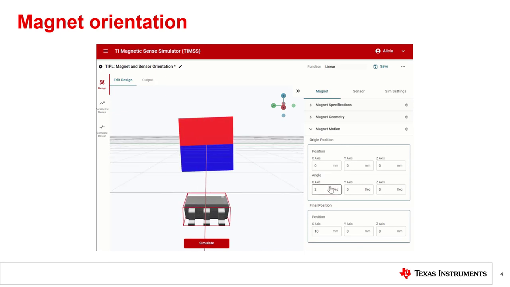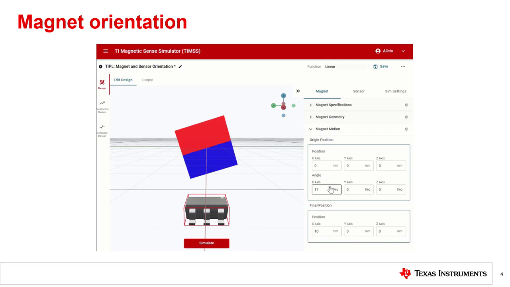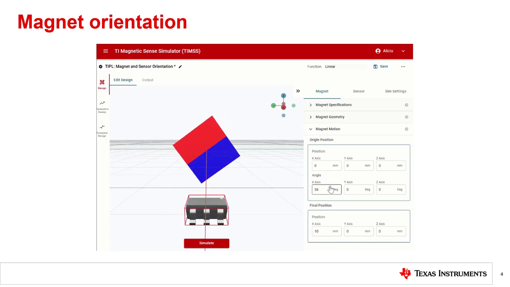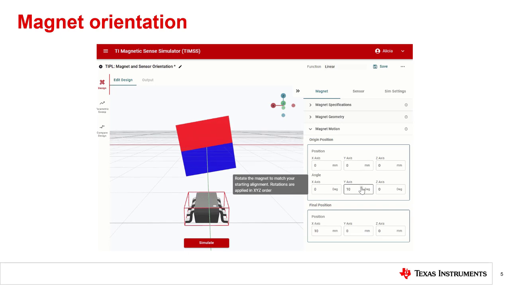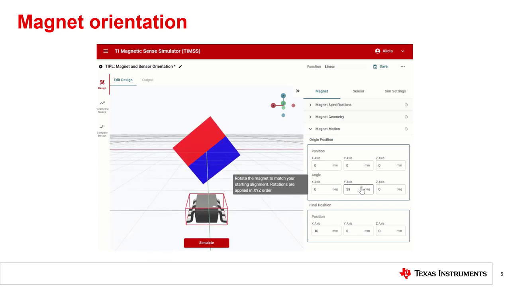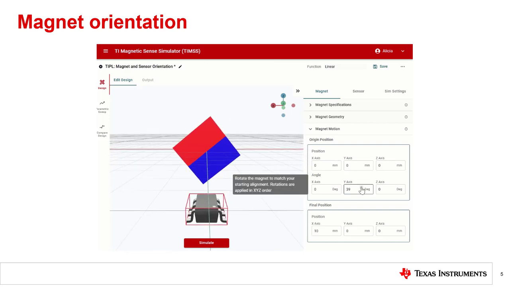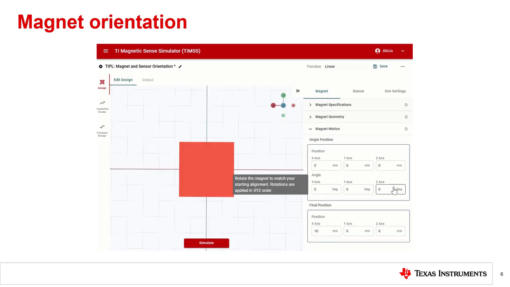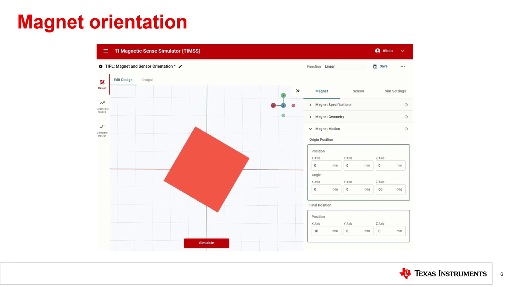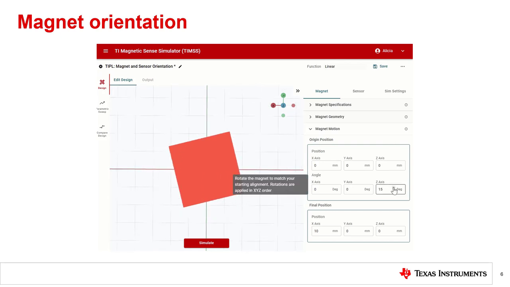For example, rotating the magnet about the x-axis will rotate the magnet within the YZ plane, as you can see here in this video, where Y is shown as a horizontal axis, Z is vertical, and X goes into the page. Rotating the magnet about the Y-axis will rotate the magnet within the XZ plane. This rotation can be seen here in this video, with X now being the horizontal axis, Y being the axis that goes into the page, and Z remaining the vertical axis. Rotating the magnet about the Z-axis will rotate the magnet within the XY plane. This can be seen in the video here, where X is the horizontal axis, Y is the vertical axis, and Z goes into the page.